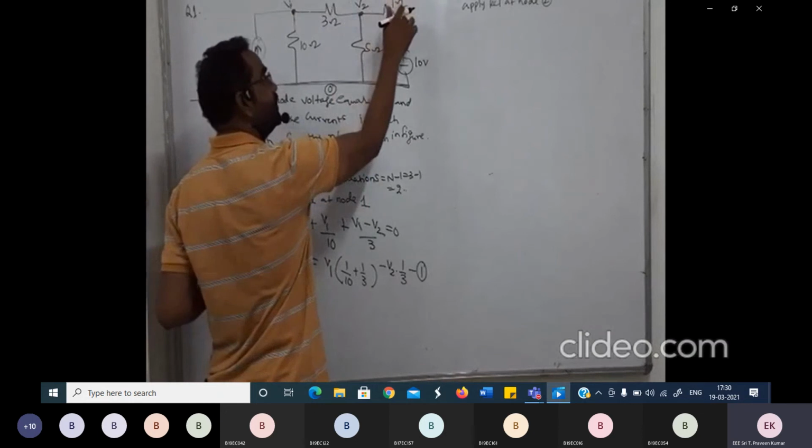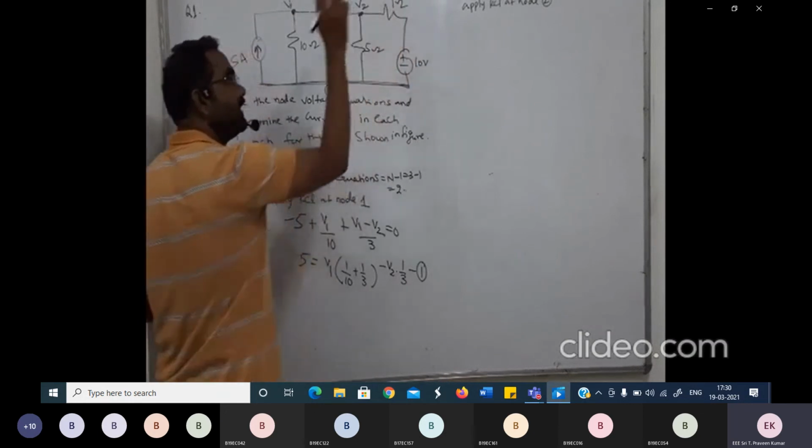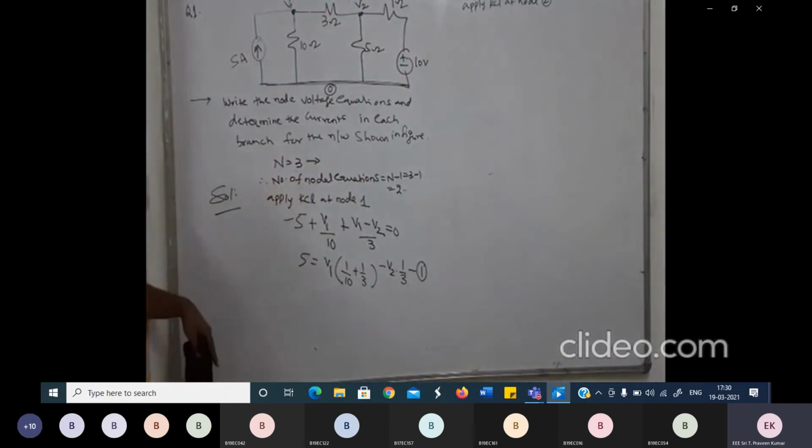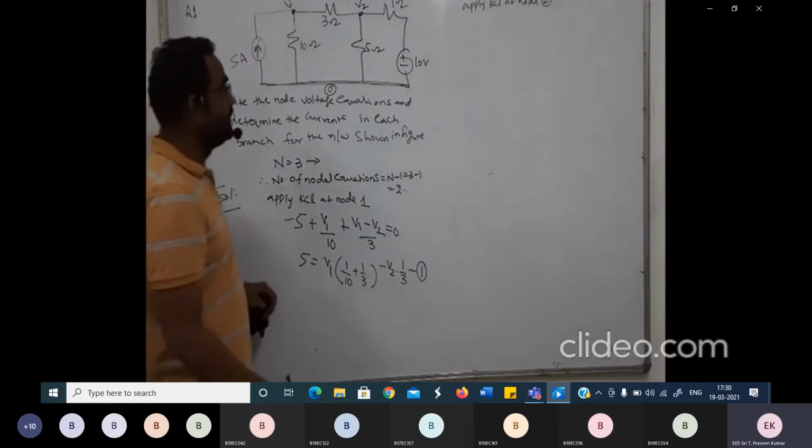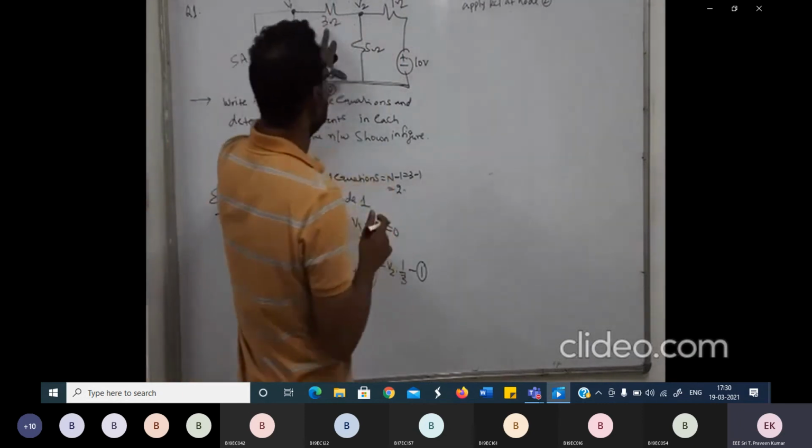And the current flowing to the 10 ohm source, which is connected in series with the 1 ohm resistor, has to be calculated. Now let us see, and please be careful. We will start with this current.